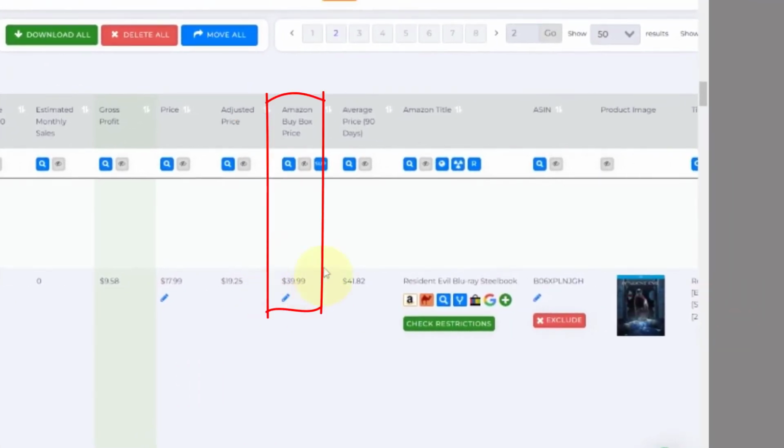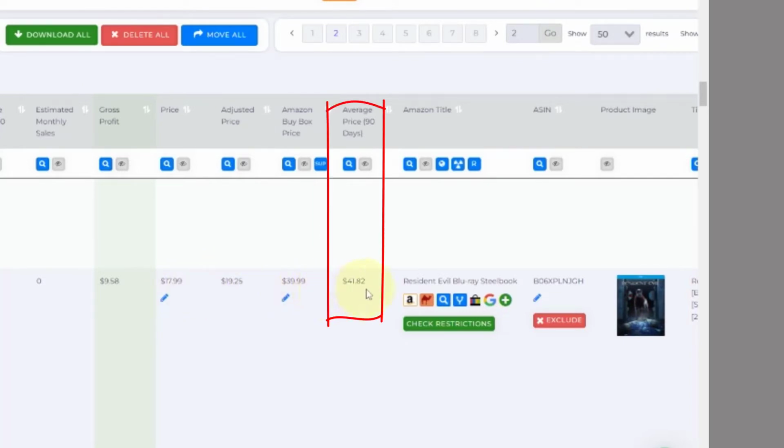According to the software, at the time that it was scanning, the buy box was $39.99. You can see a big enough difference that you might want to look. And you look at your 90-day average buy box price. That tells you whether or not this thing is all over the place. Okay, these are things that you want to consider.